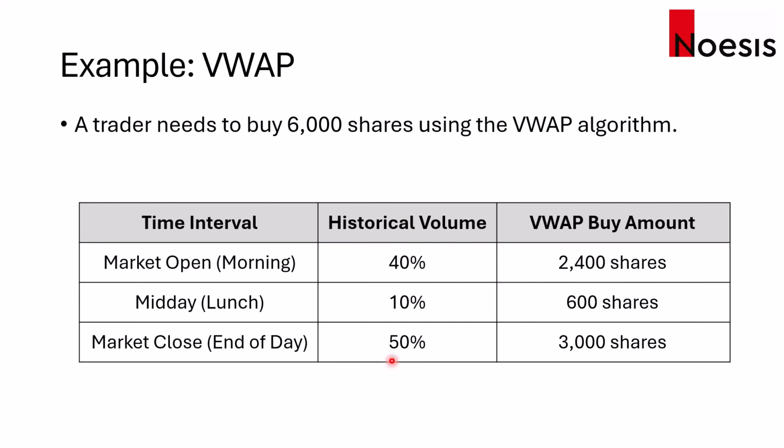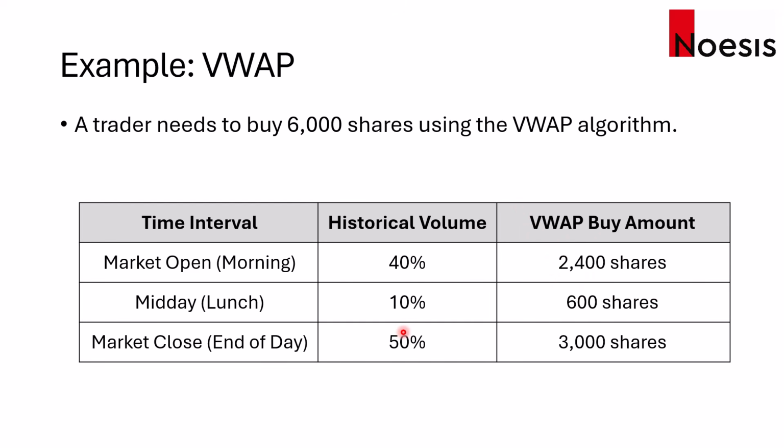So during the market open in the morning, historical data shows that 40% of the daily volume usually occurs. Following that lead, the algorithm executes a large portion of the order. So 40% of 6,000 shares would be 2,400 shares. This is to match that high liquidity.